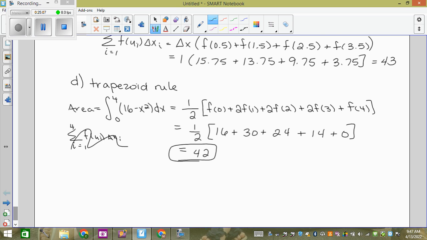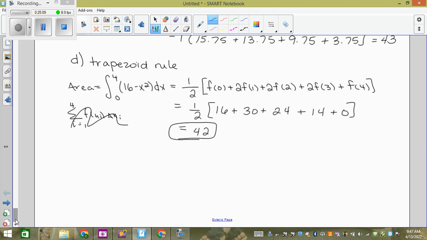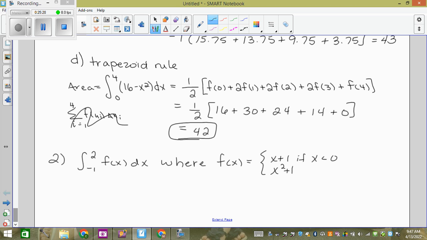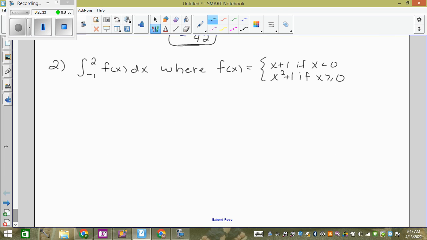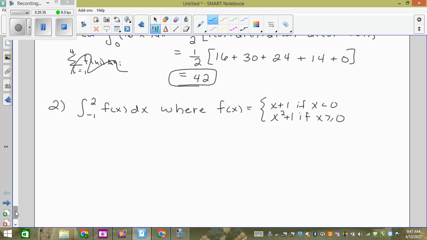Okay. Then the other question I asked you was determine the integral from -1 to 2 of f of x dx, where f of x is a piecewise function, x plus 1 if x is less than 0, x squared plus 1 if x is greater than or equal to 0. Okay, so we're going for, if it's less than 0, we use x plus 1. If it's greater than 0, we use x squared plus 1.